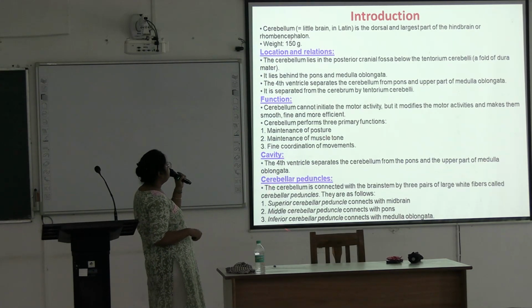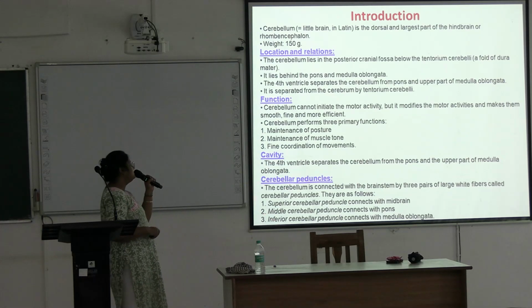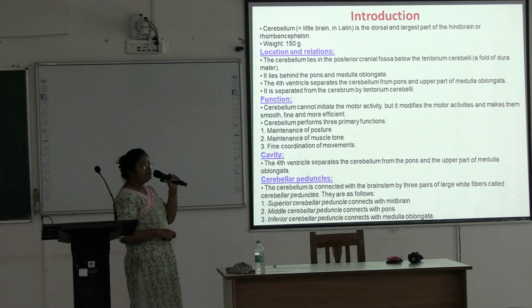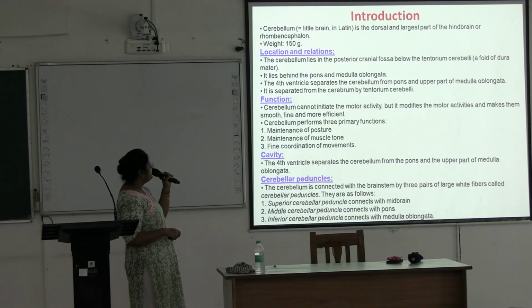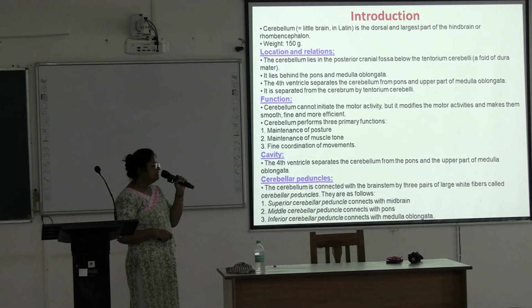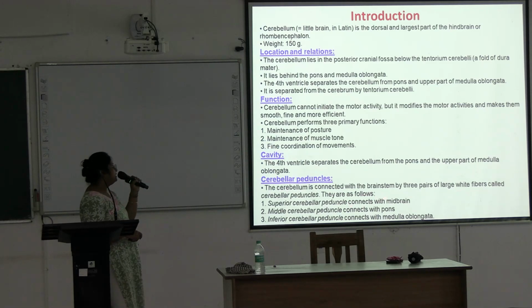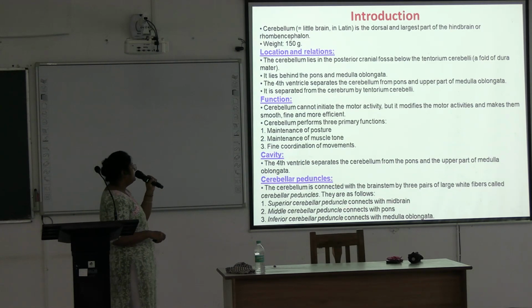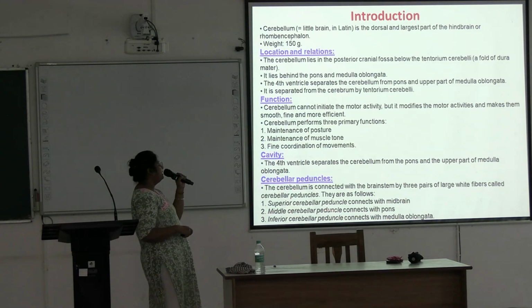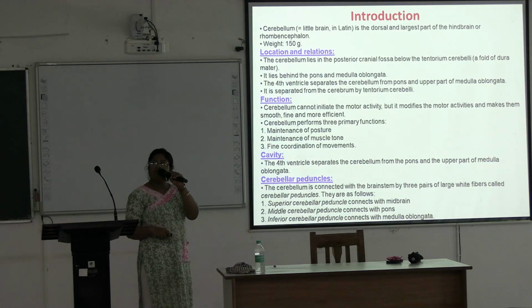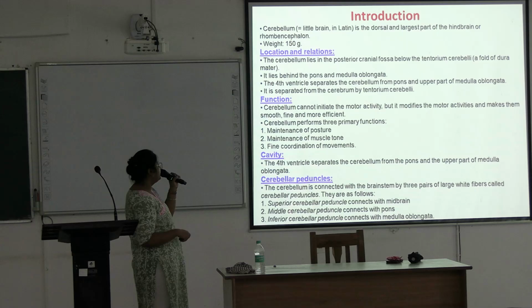Next is the cerebellar peduncles. Cerebellum is connected with the brainstem by three pairs of large white fiber bundles called the cerebellar peduncles. These are the superior cerebellar peduncle, middle cerebellar peduncle, and inferior cerebellar peduncle. Superior cerebellar peduncle connects with midbrain. Middle one connects with pons, and inferior cerebellar peduncle connects with medulla oblongata. Okay, so these are the three connections.